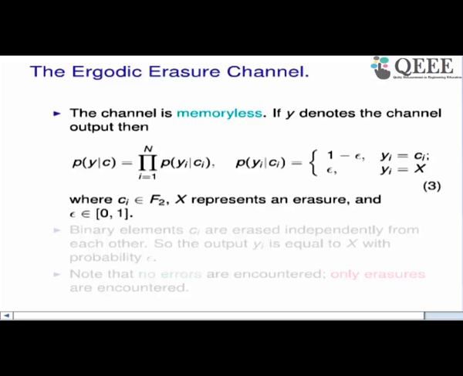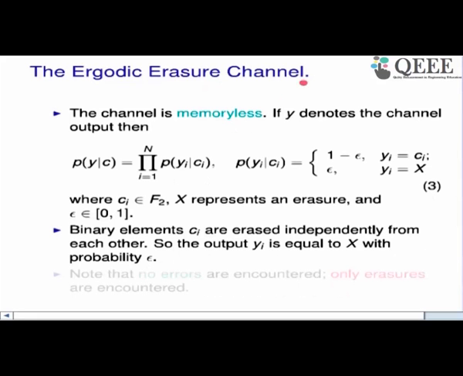What does it mean? If you transmit a symbol or a code Ci at a duration i, it does not affect the next symbol. So Y1 depends on what you transmit at C1, Y2 will depend on C2. It will not depend on Y1. So this is a memoryless channel. If C1 is erased, there is no guarantee that C2 will be erased. The erasures for each symbol are going to be different. That is the concept of ergodic.